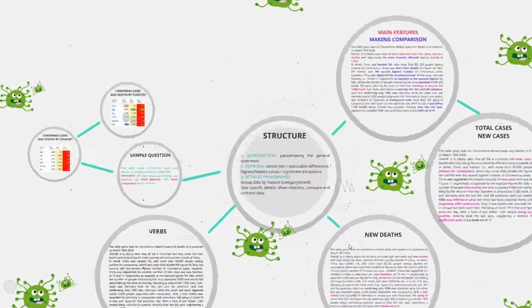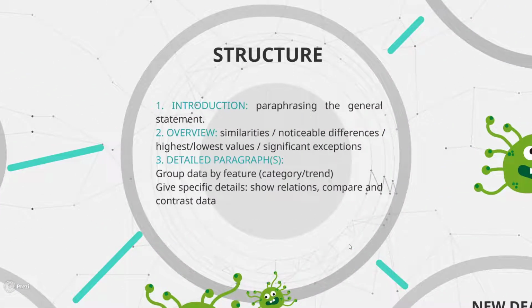So now let's come to the structure of a graph description. Generally, there are three paragraphs. The first one is the introduction. Like an argumentative essay, the introduction is used to paraphrase the general statement.